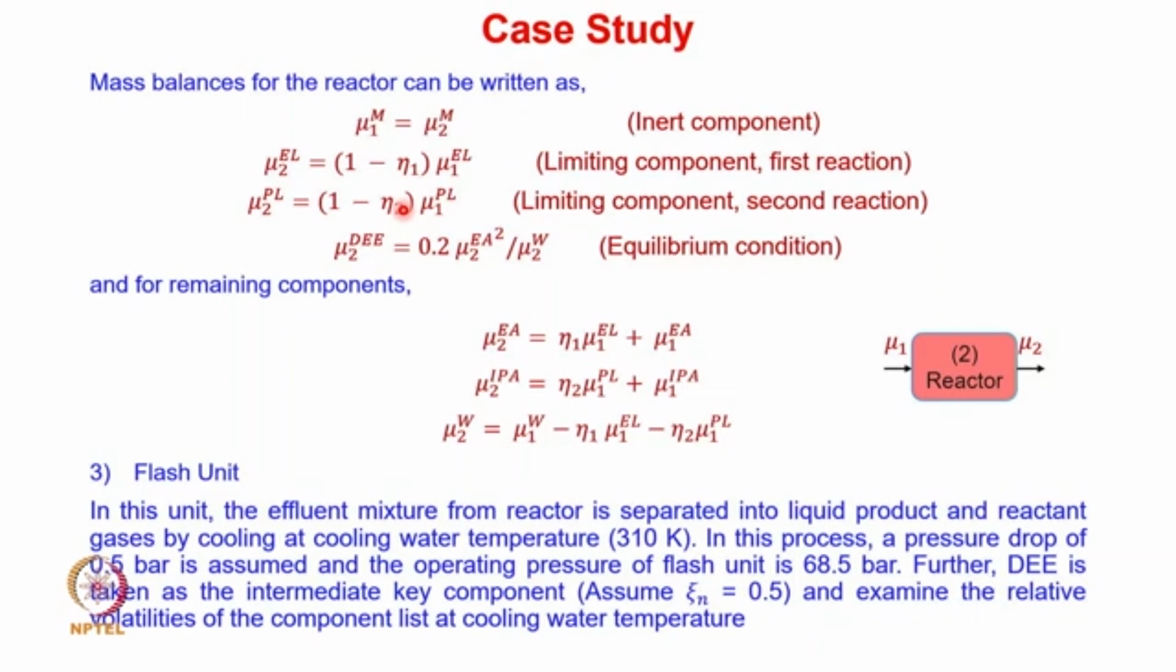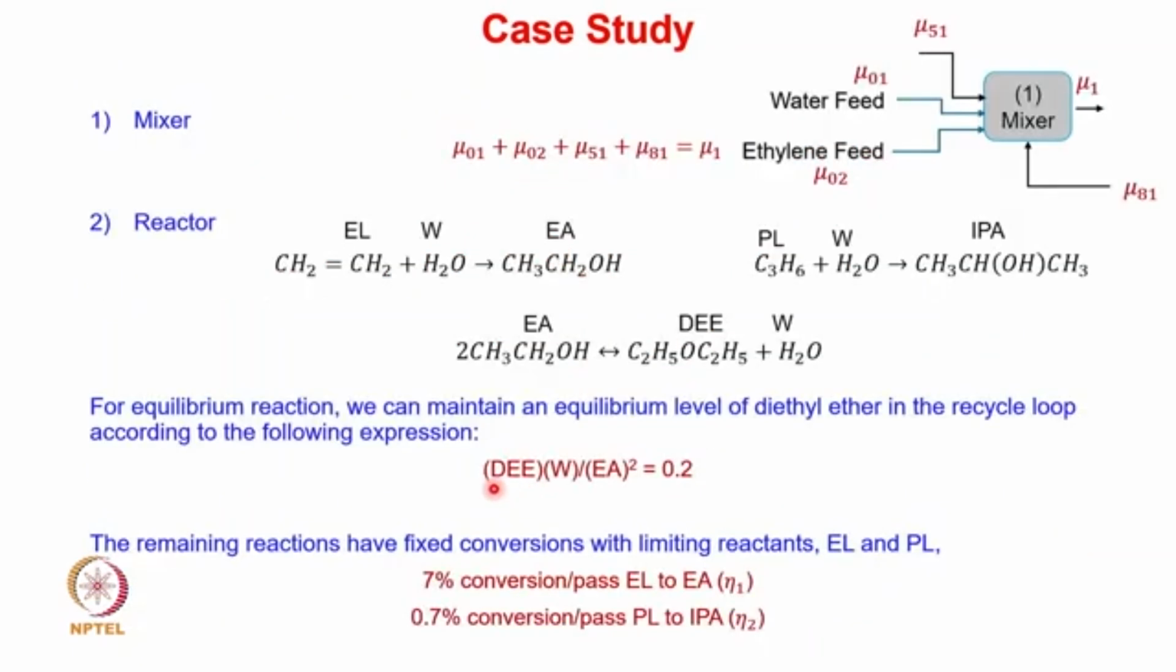Now, in addition to these three equations, we can write the equation for diethyl ether. The amount of diethyl ether coming out from the reactor, we can write using the equilibrium relation. That comes out to be 0.2 mu 2 Ea square divided by mu 2 W. This relation comes from the same equation here. We are interested in finding the molar flow rate of diethyl ether coming out from the reactor, which we can represent as 0.2 into Ea square by W. So that is what is written here.